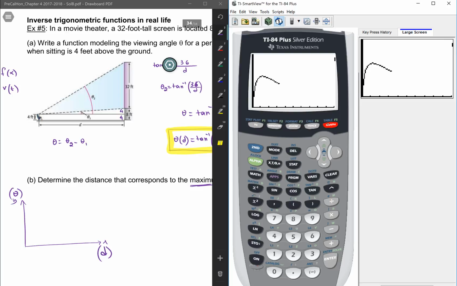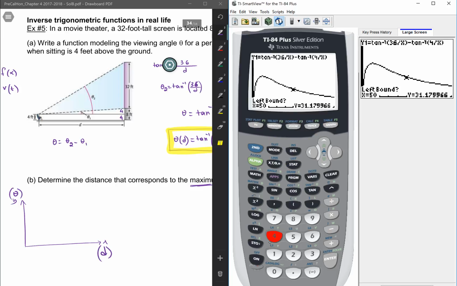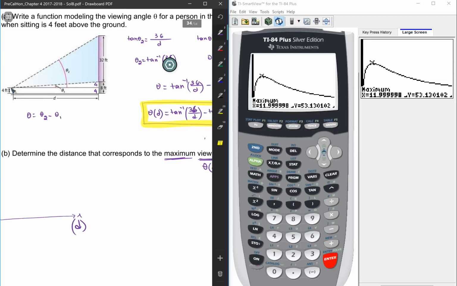Okay, there we go. You see it? Now we want to find the maximum here. To do that, we do second calc. Maximum is number 4. This is the important part: you have to take the cursor to the point that you're looking for. Now you're going to go to the left a little bit. Doesn't matter how much, just a little bit, enter. Then you have to go to the right of the point that you're looking for. So here we go. It's at 11.9999 and then y is 53.